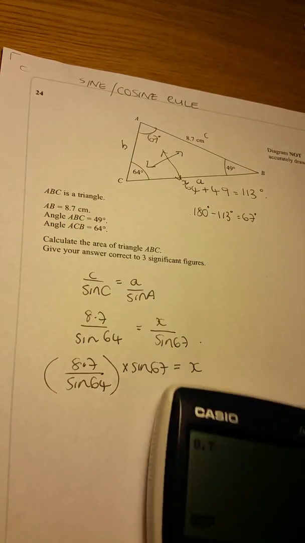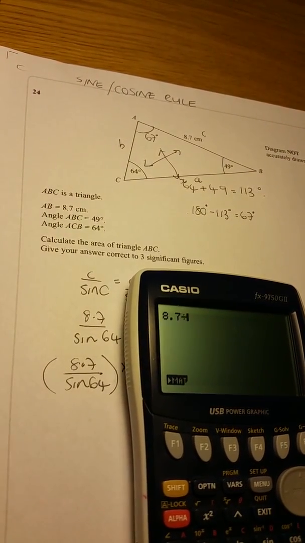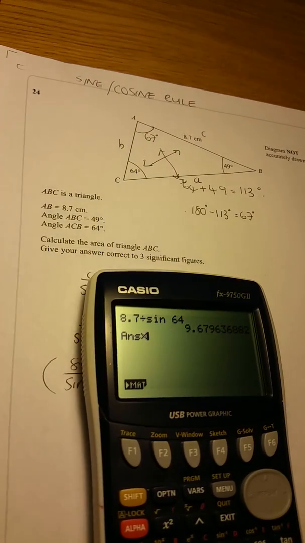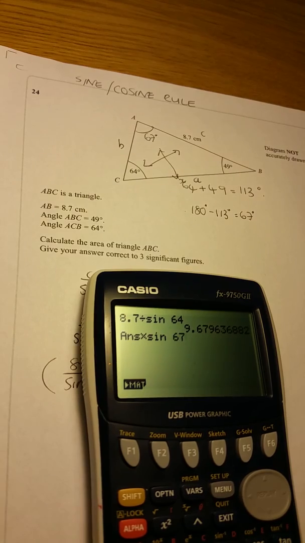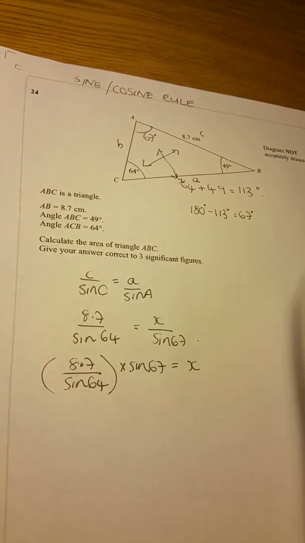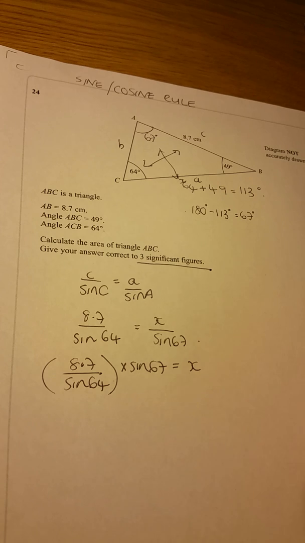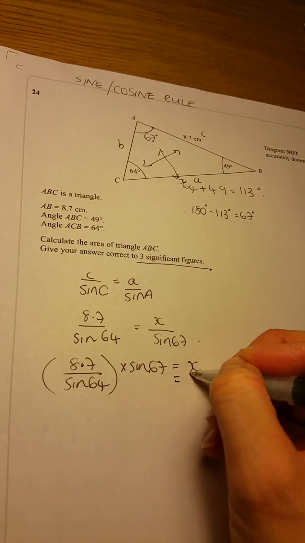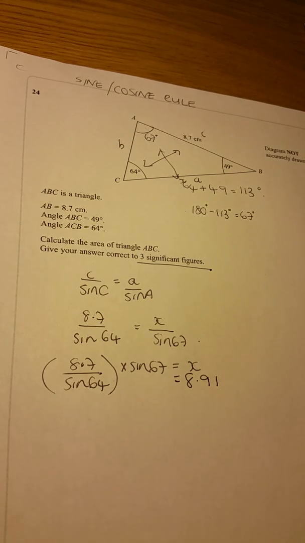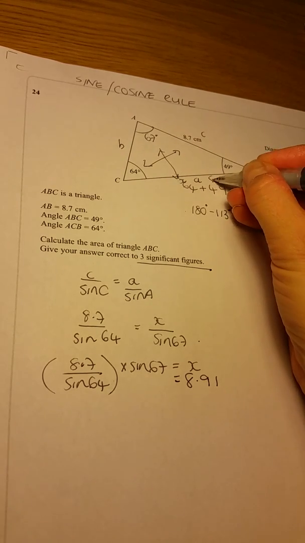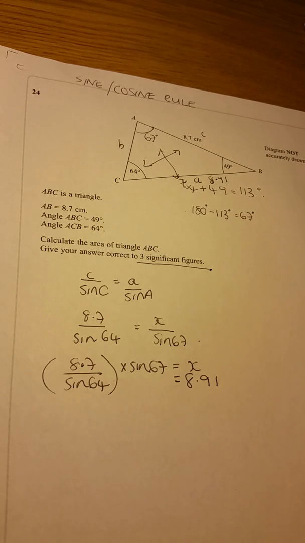So we go 8.7 divided by sine 64 equals, then times that by sine 67, and you get 8.91. Now, this wants the final answer to 3 significant figures. Really, I shouldn't round in the middle of this calculation, but I'm going to round it to 3 significant figures. So now I know that this length here is 8.91. It looks sensible, even though it's not drawn accurately. So 8.91 centimetres. Now, you probably think you're finished, but remember, you're trying to find the area.